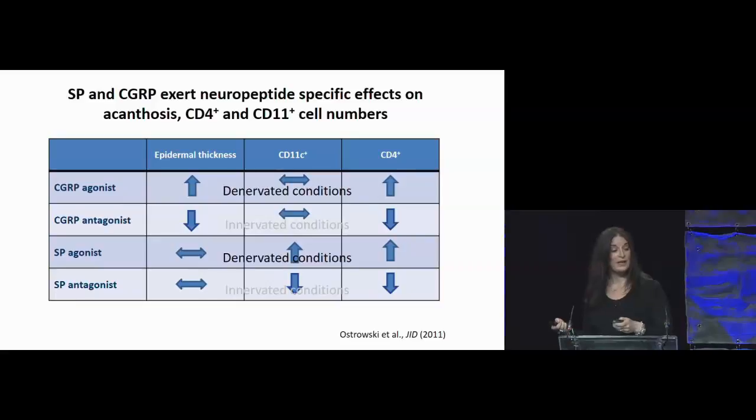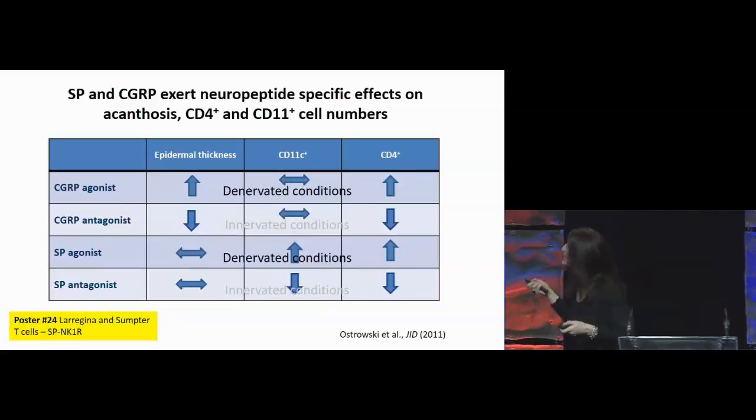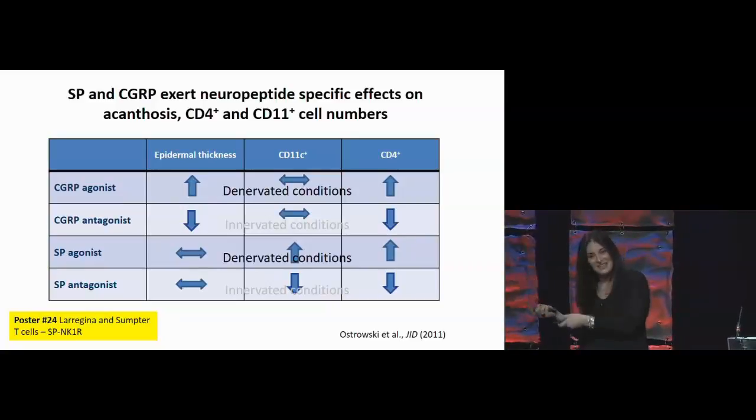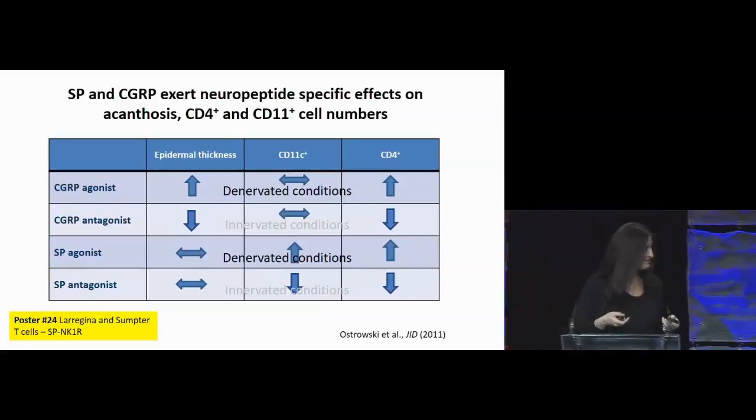indirect effects. There is a poster by Adriana Laragina and Tina Sumpner looking at T cells and substance P neurokinin-1 receptor interactions at this meeting. If this is interesting to you, please go see it. They do great work.